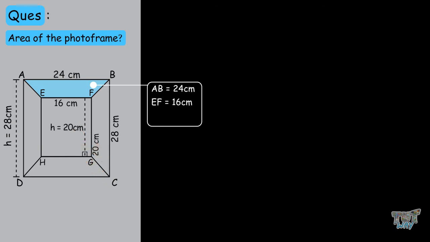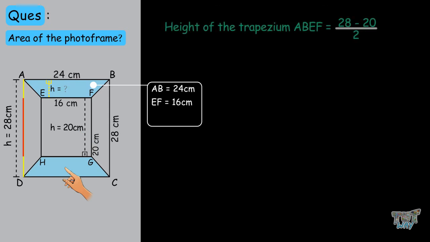So we can find out the height of this trapezium by subtracting this inner side, that is 20, from 28, and then dividing by 2. Because the height of this trapezium will be 28 minus 20 divided by 2, since there are 2 trapeziums on each side. So height is 28 minus 20 divided by 2.